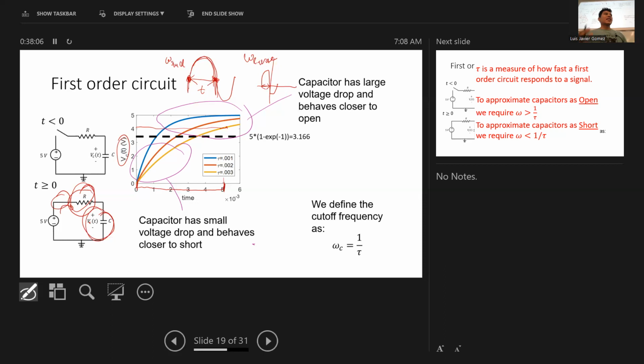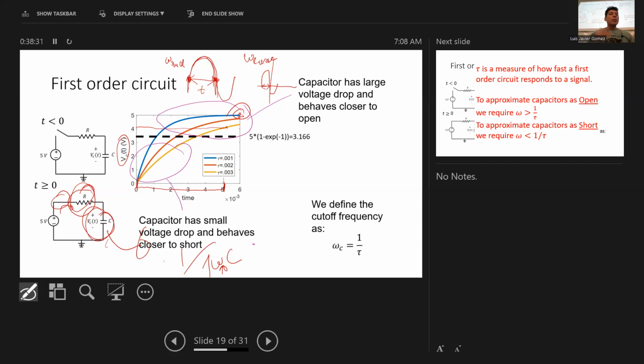Because this capacitor behaves really as 1 over j omega C. And phenomenologically, when we say this omega becomes big, what we're really saying is that this signal is on long enough that we actually get all of the drop across the capacitor. And so the capacitor behaves as an open.